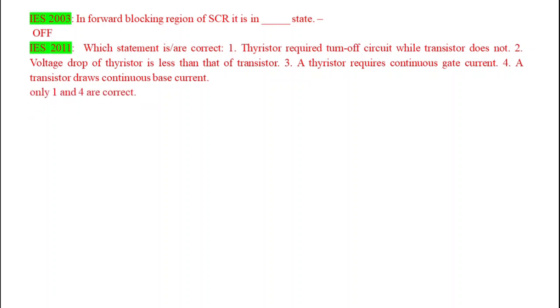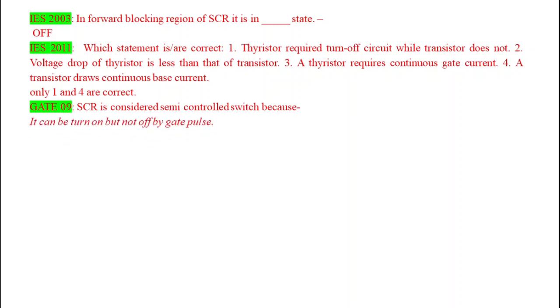because the drop of thyristor is more than transistor, and the thyristor does not require continuous gate current, because once SCR gets turned on, we should remove the gate current to avoid the losses in the gate cathode circuit. Gate loses its control once the SCR gets turned on. So SCR is considered a semi-controlled switch because it can be turned on but cannot be turned off by gate pulse.